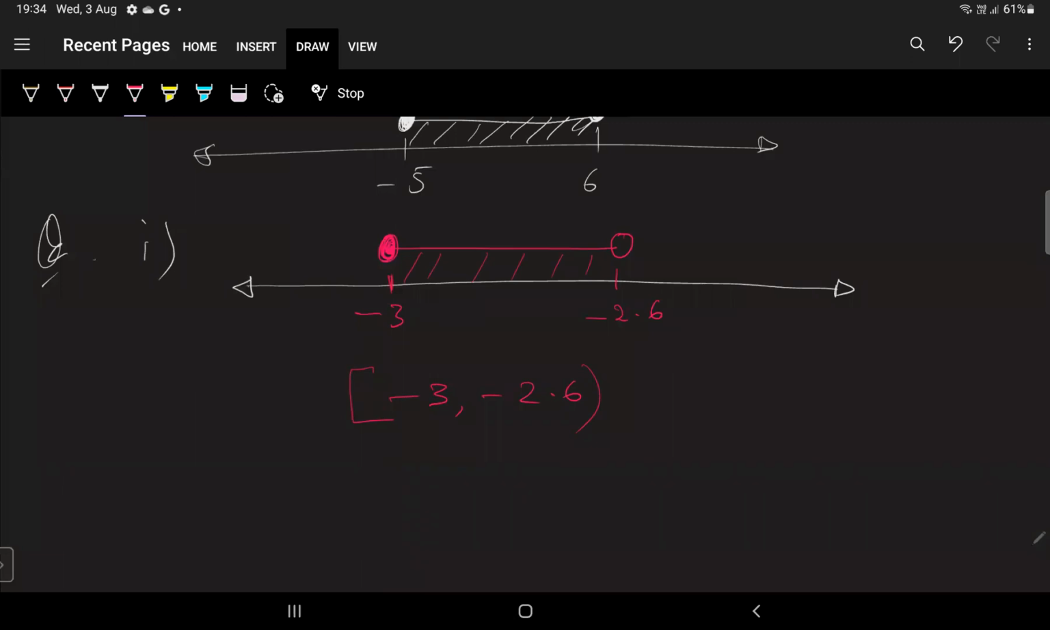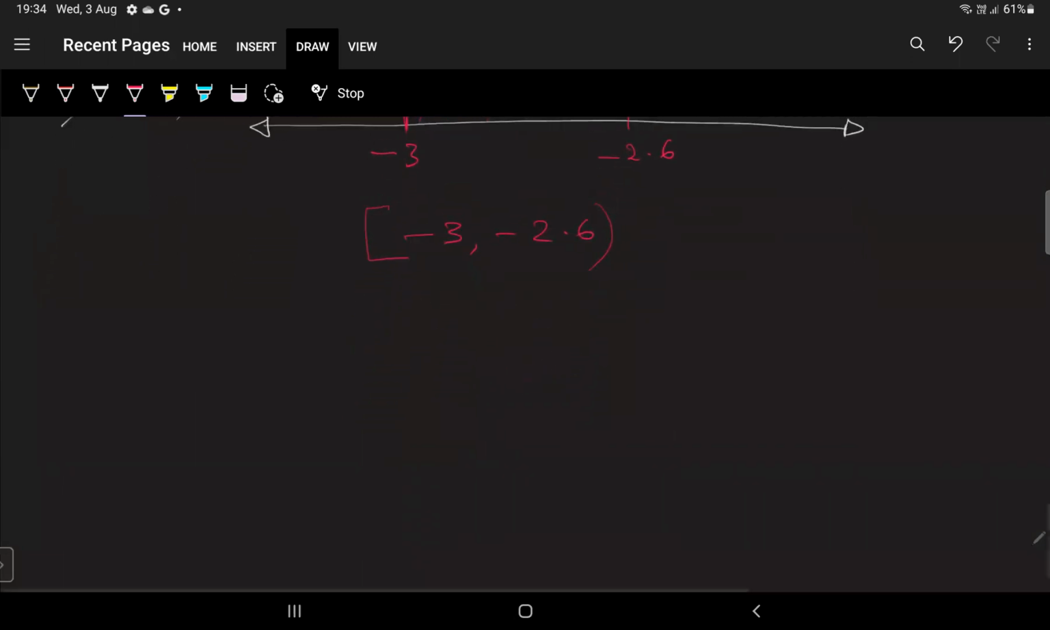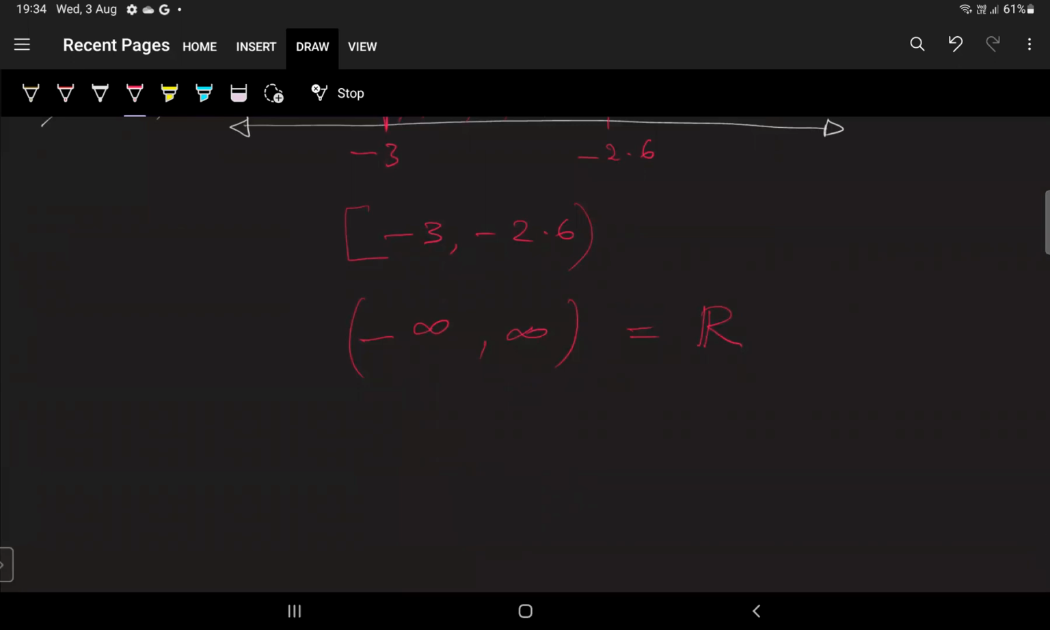As simple as that. Now the case of infinity. Infinity, whether it is -infinity or +infinity, we'll always put an open bracket. Why? Because we don't know what is the value of infinity. This also means all real numbers. From minus infinity to infinity, we are taking all numbers. That means all the real numbers. Got it? So we'll end here today, and we'll continue in the next class.